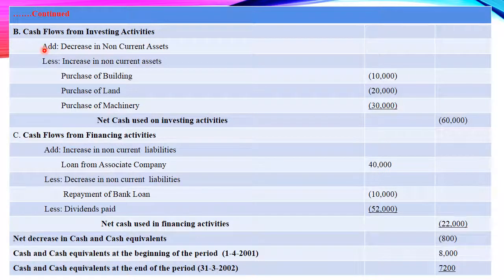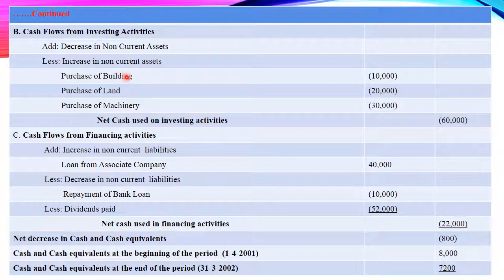Now let's move to section B, the cash flow from investing activities. Here you are supposed to add any decrease in non-current assets, which in this case we don't have, but we have an increase in non-current assets, which you are supposed to less. Why? Because if the non-current assets are increasing, it means the company has acquired more non-current assets. And when you buy a non-current asset, it means you are using the cash that you have, which reduces our cash, and therefore we're supposed to subtract.